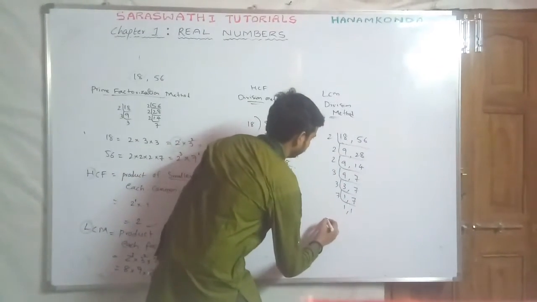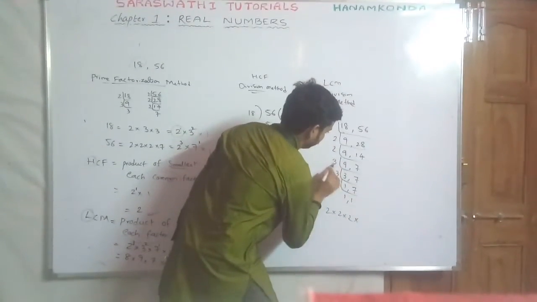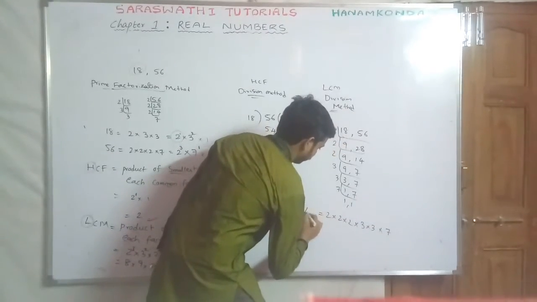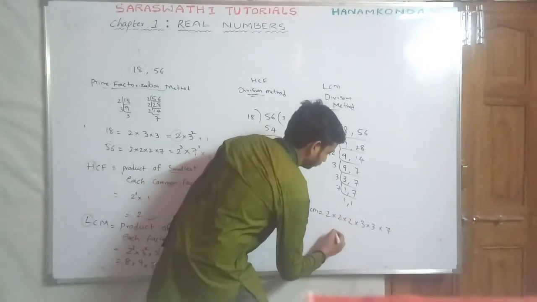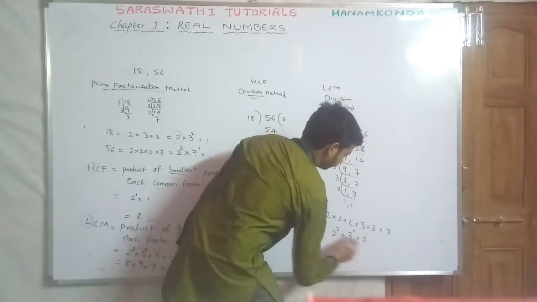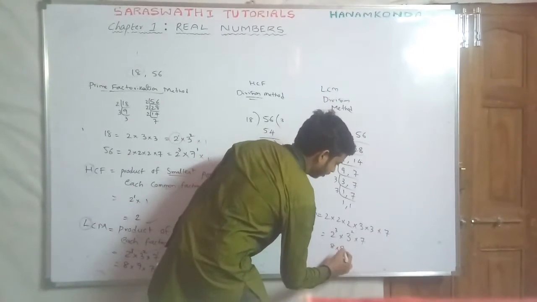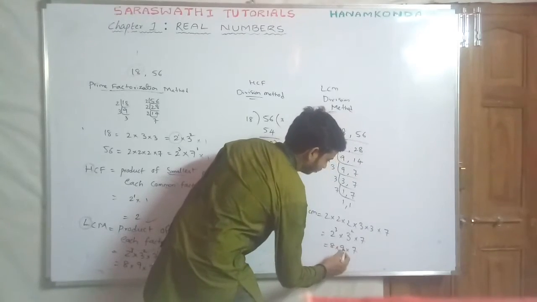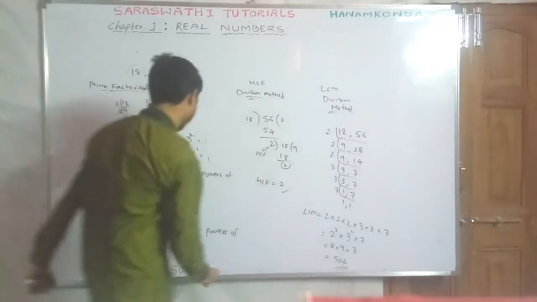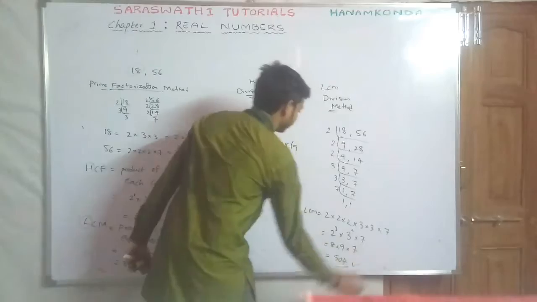Now we can write this as 2 into 2 into 2, three times, into 3 into 3 into 7. So the LCM is equal to 2 cube into 3 square into 7. 2 cube is 8, 3 square is 9, into 7. So 8 nines are 72, 72 sevens are again 504. So we obtain the same answer. If we find the LCM by the factorization method and by the division method, we will obtain the same result.